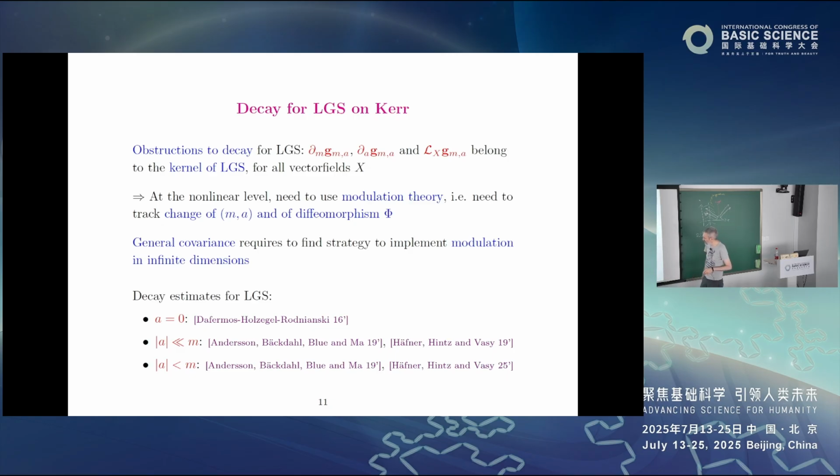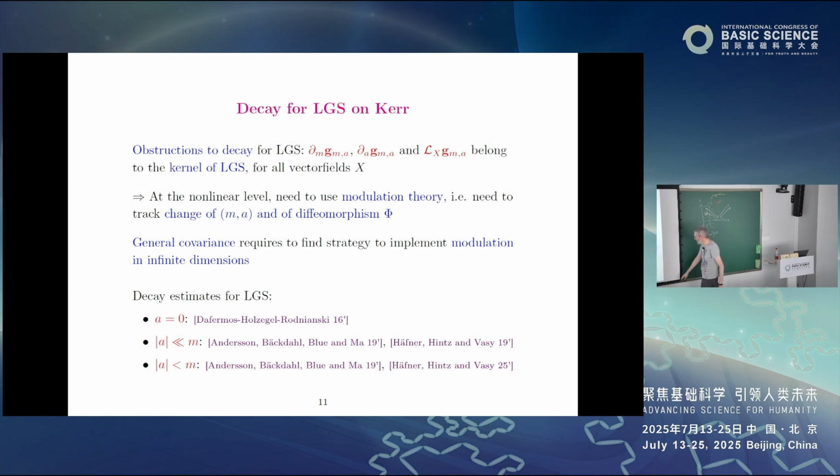The decay for the linearized gravity system was obtained in Schwarzschild by Dafermos-Holzegel-Rodnianski, and independently, for small angular momentum, by Andersson, Bäckdahl, Blue, and Ma, and by Häfner, Hintz, and Vasy. Again, this second work uses the spectral methods I mentioned from the Hintz-Vasy work. And then for large a, it turns out that the work of Andersson, Bäckdahl, Blue, and Ma also had a large a statement which was conditional on Morawetz estimates, on energy Morawetz estimates, which were proved later by the work of Shlapentokh-Rothman and Teixeira da Costa. So with these two results together, you get large a.